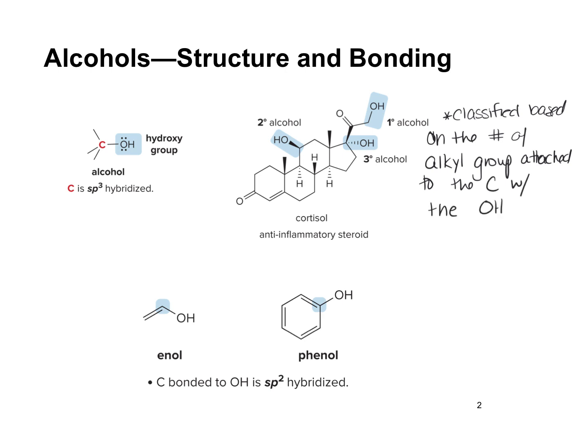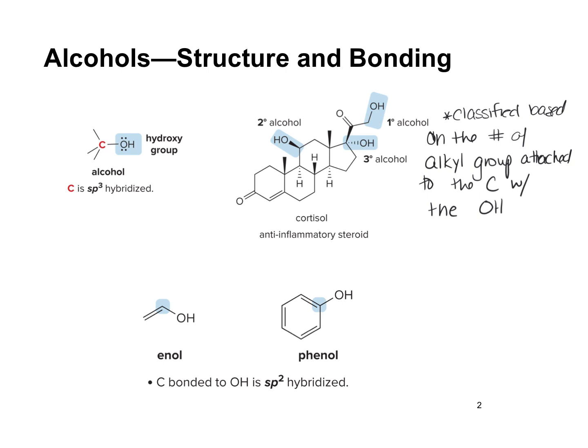So when we look at this, and we, for example, have a secondary alcohol, when we look at the carbon right there, it's attached to 2 alkyl groups. Here's a tertiary alcohol. This carbon's attached to 1, 2, 3 alkyl groups. Here's a primary alcohol where that carbon is attached to 1 alkyl group. This is an example of cortisol, which is an anti-inflammatory steroid.